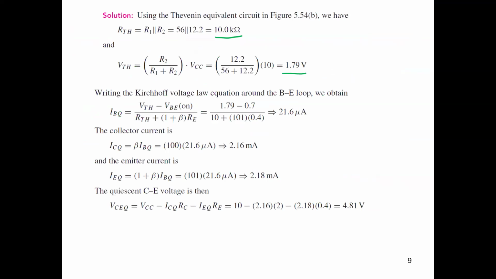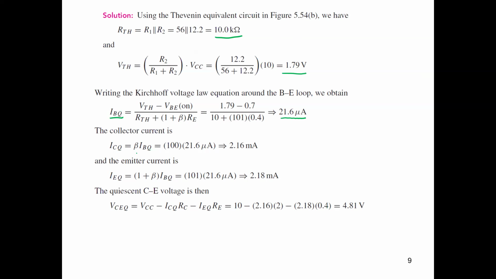Now, here in our circuit, you know the relations. These are the relations that we derived. So get the value of I base. Substitute in the equation V Thevenin minus VBE on divided by R Thevenin plus 1 plus beta times RE. We have all the values, and we will assume beta equals 100 in the beginning. So this is now our number. So IB is 21.6 microampere.